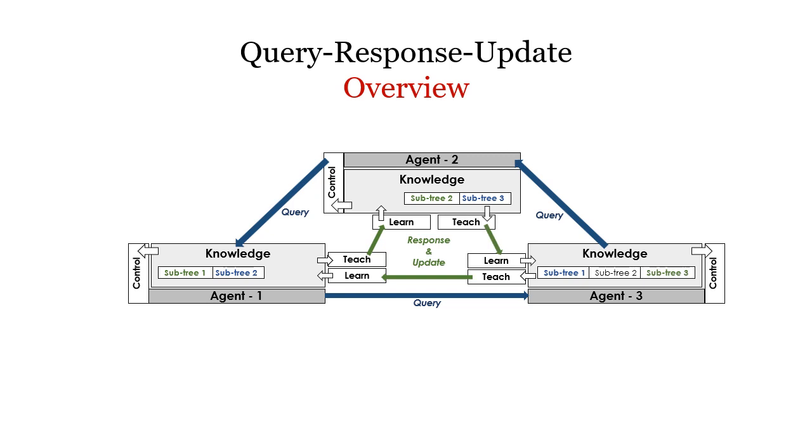This dynamic process of sharing knowledge subtrees is repeated among agents, and all agents over time have access to the necessary knowledge, allowing them to make informed decisions without querying repeatedly.